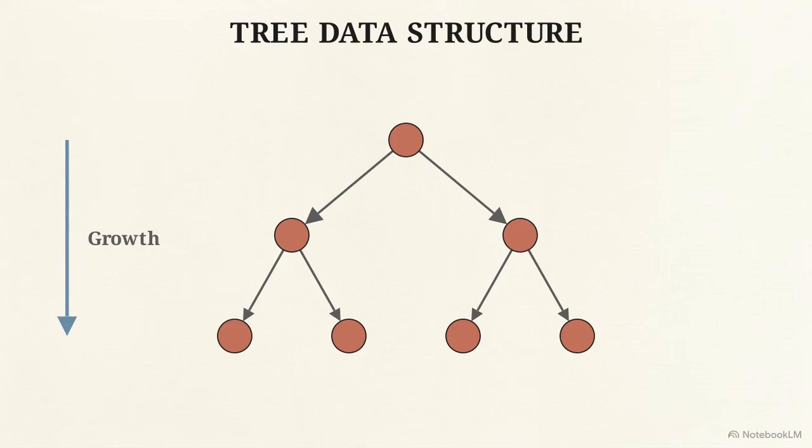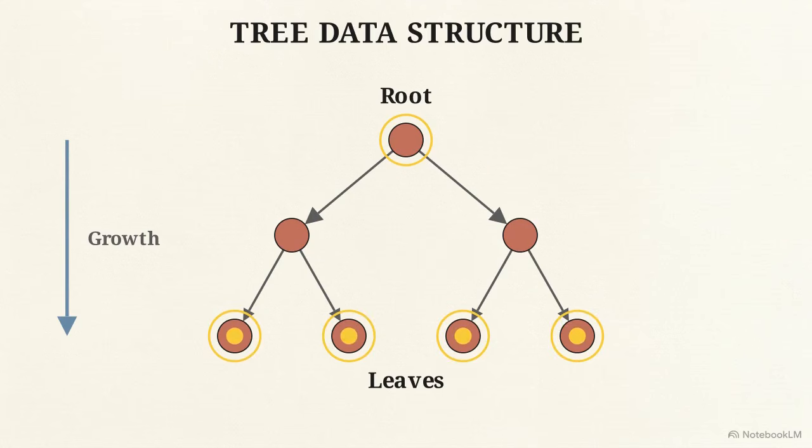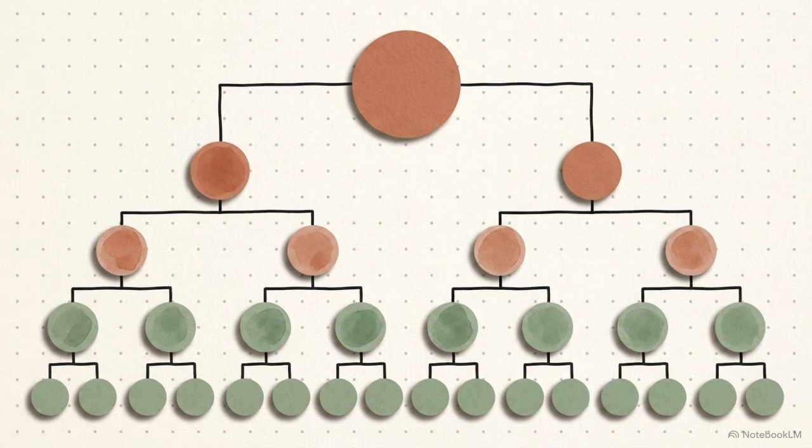As a quick quirk of computer science, these trees grow upside down. The single starting point at the top is the root. The dead ends at the very bottom, the nodes with no further outward connections, are the leaves. A tree is simply a graph that surrendered its ability to loop in exchange for perfect organization.